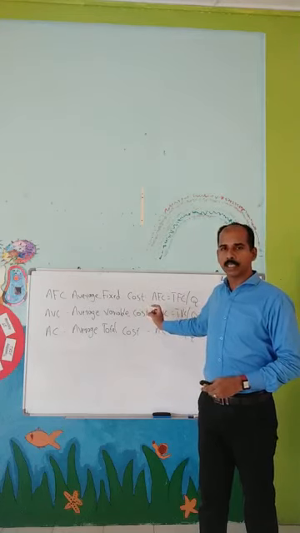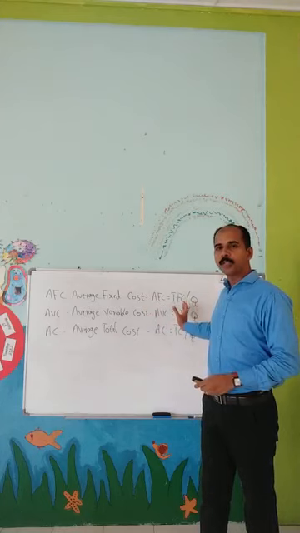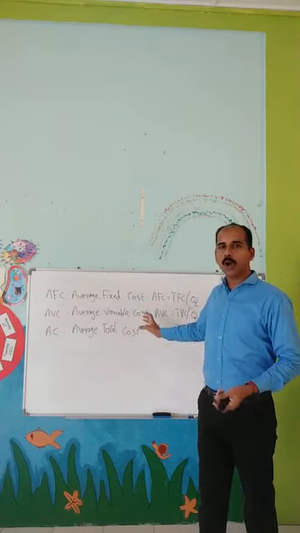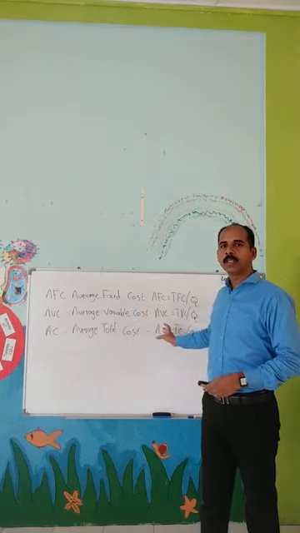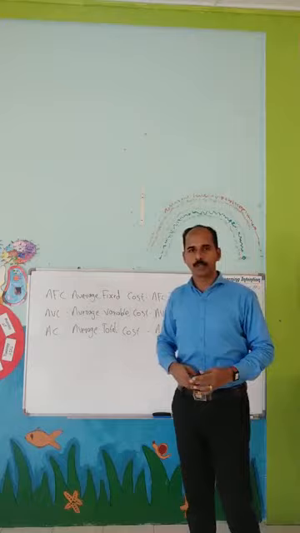Average variable cost is total variable cost over the number of units or quantity. Average cost or average total cost can be calculated by total cost over the number of units or quantity produced.